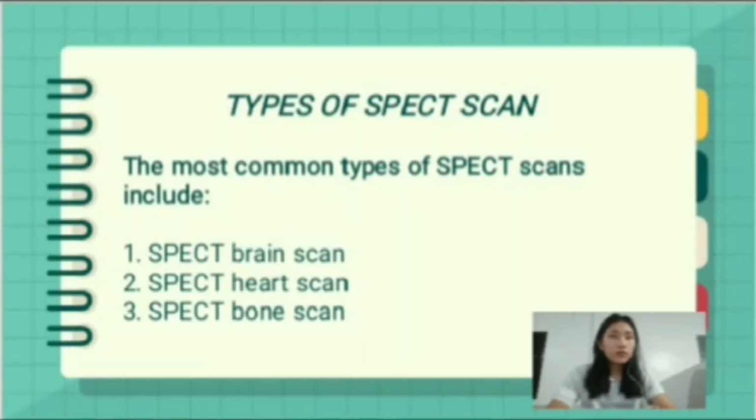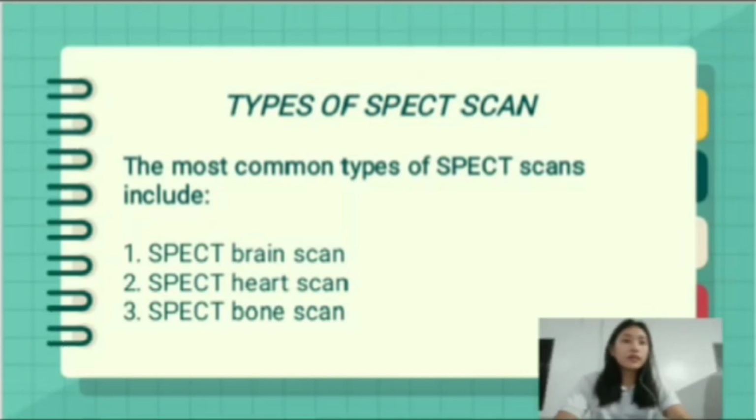Here are the most common types of SPECT scan. These include the SPECT brain scan, the SPECT heart scan, and the SPECT bone scan. Depending on your situation, your provider may also do a regular SPECT scan or a SPECT CT scan. A SPECT CT scan combines two types of scan, single photon emission computed tomography and computed tomography.